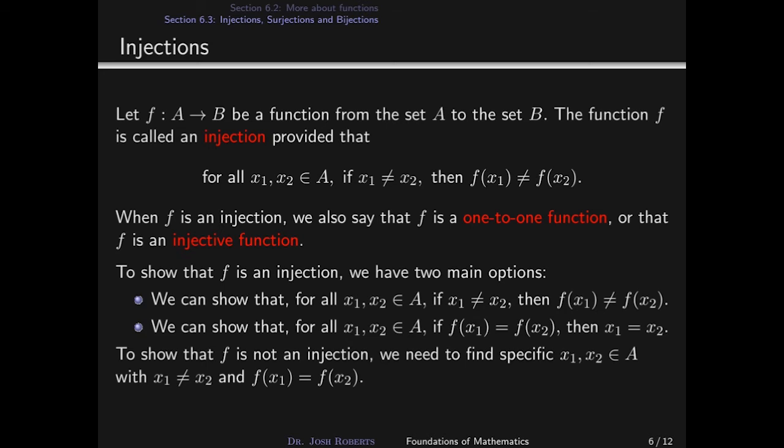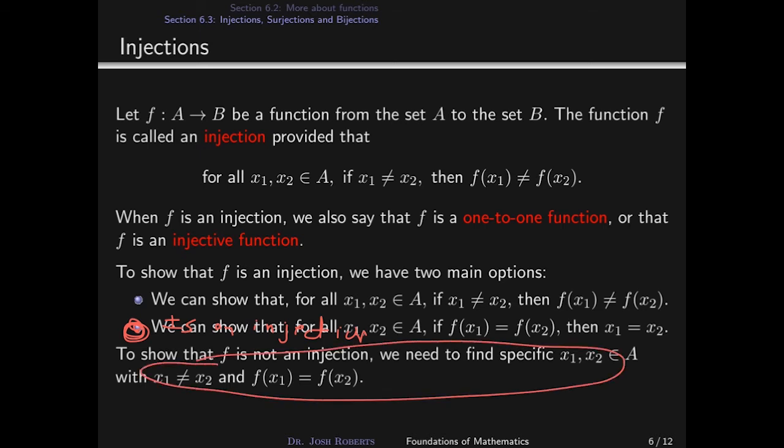This is the one we use when we're showing something is an injection. So I'll say is an injection, and you can copy this down in your notes. And generally speaking, this is what we'll use when we say something is not an injection. This is the kind of process we'll go through. And we'll see some specific examples of that right now.